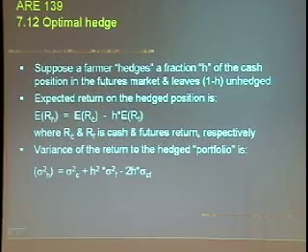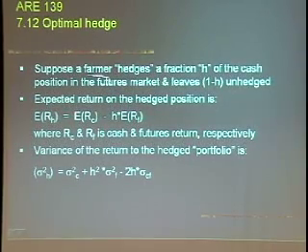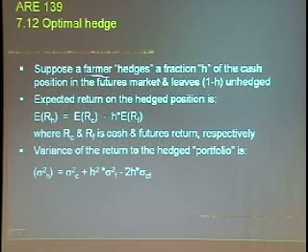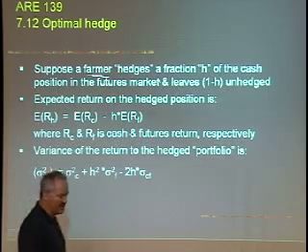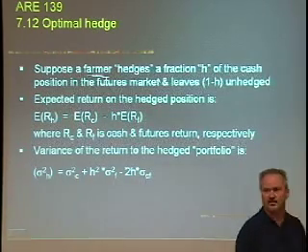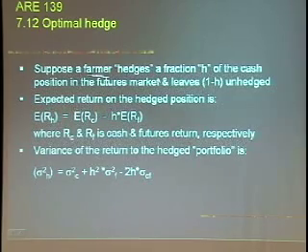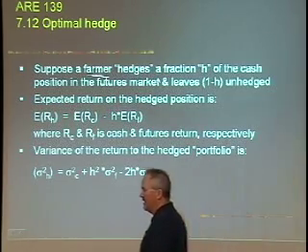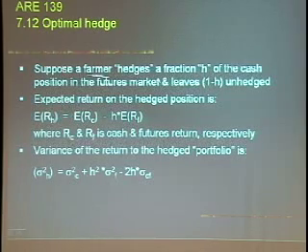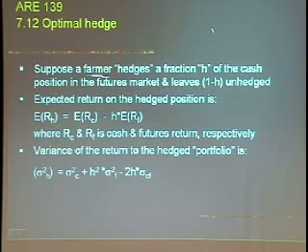relationship. So suppose a farmer, it could be any hedger really, but the example I set up is that of someone who's long in the cash position. We could do a short hedge too. We just reverse the signs. It doesn't really matter. But we have a hedger that has a fraction h of the cash position in the futures market. Okay? So h could be 1 or it could be different than 1, which means that 1 minus h is unhedged. So if h is 0.5, then you have half of your position hedged and half unhedged, right? If it's 0.8, then it's 80% hedged, 20% unhedged.